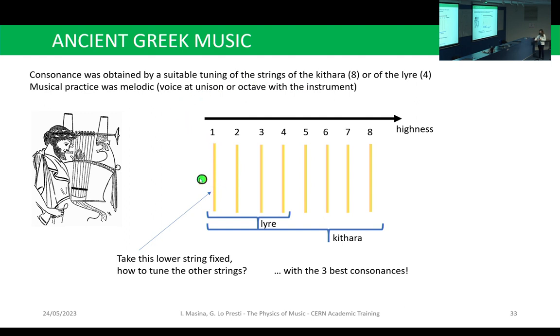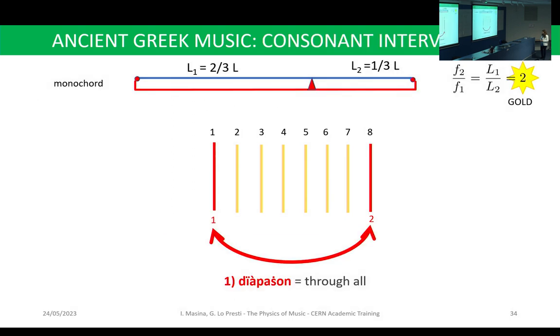So let's have our eight strings. You go from the lowest sound here to the highest sound there. Take this lower string fixed. The obvious question is, how can I tune the other strings in a way that is reasonable and reproducible by all other people that eventually want to play with me? With the three best consonances of the ancient Greeks, which were precisely gold, silver, and bronze, of course. What else?